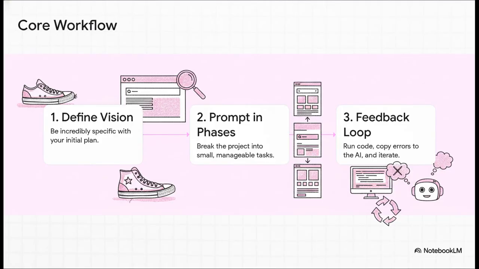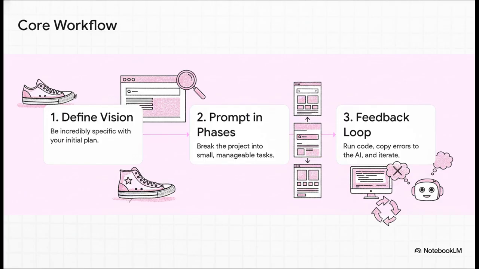First, you define your vision, and I mean you have to be super specific. Don't just say build an e-commerce site. Say build a site for selling rare houseplants with a grid layout and a search bar. Next, and this is probably the most crucial part, you prompt in phases. Ask for the landing page first. Then ask for the search bar. Then the product cards. You build it piece by tiny piece.